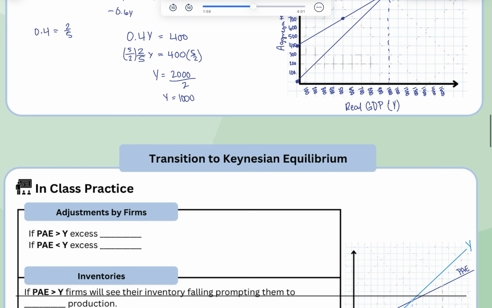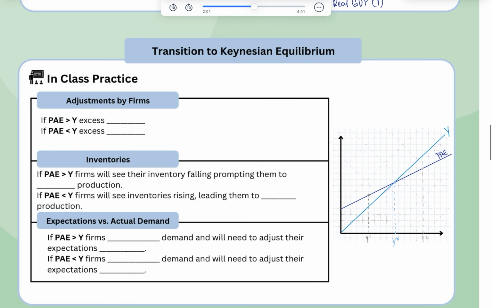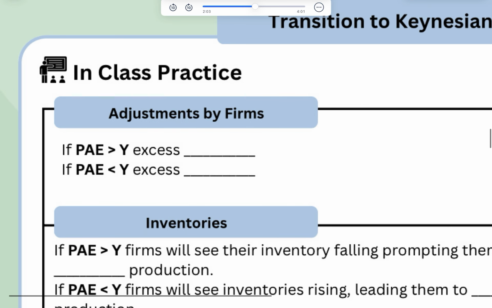Now, it's important to understand the transitions to the Keynesian equilibrium as well. So, when PAE is greater than Y, there is excess demand. And when PAE is less than Y, there is an excess supply.